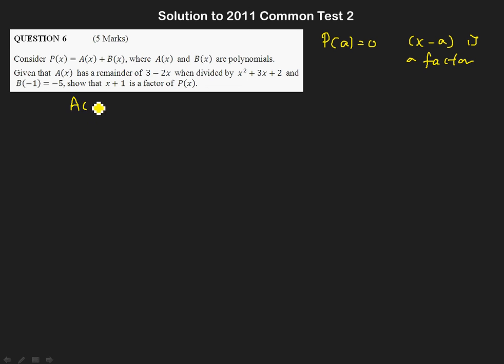It's given that A(x) has a remainder of 3 minus 2x when it is divided by this expression, x squared plus 3x plus 2. When you divide A(x) by this, you get a quotient. We do not know what it is, so we represent it by Q(x), and the remainder is 3 minus 2x. And if you multiply the whole equation across by this quadratic expression, you end up with this.